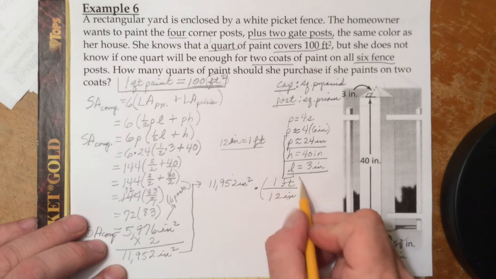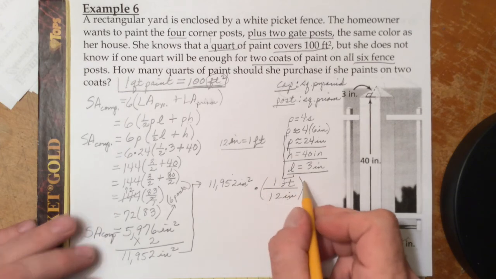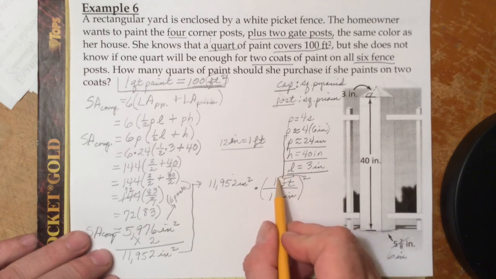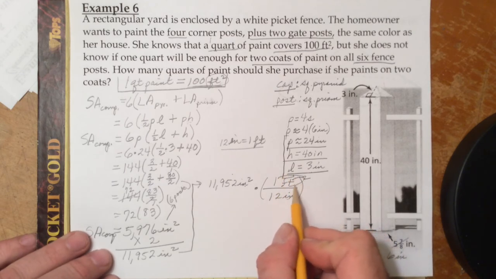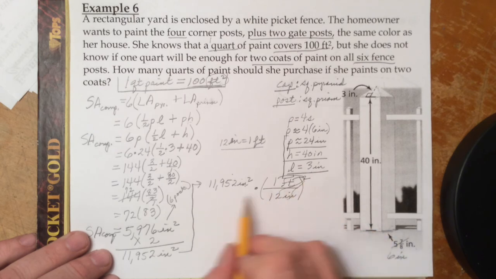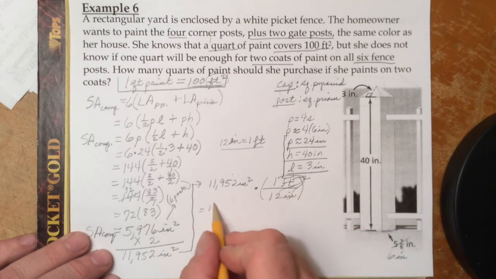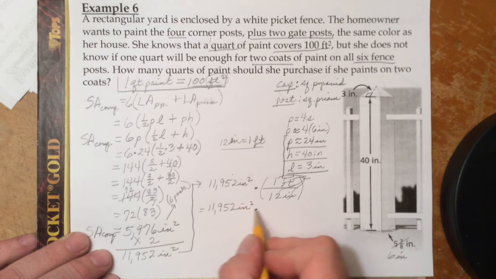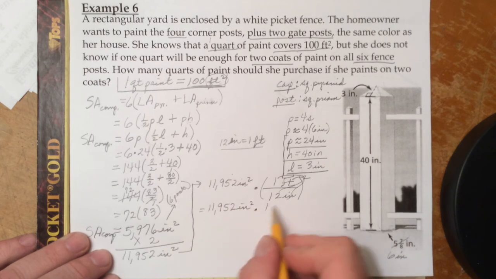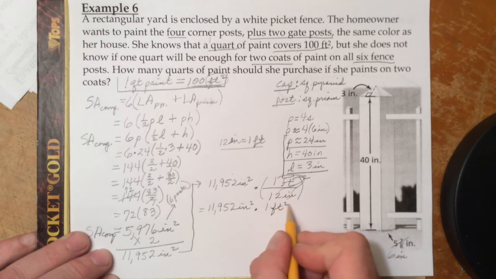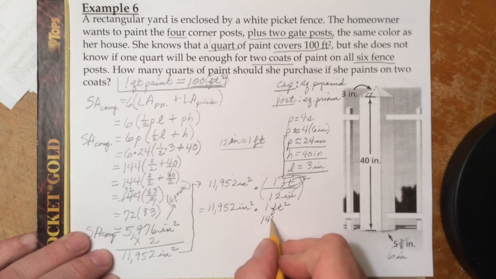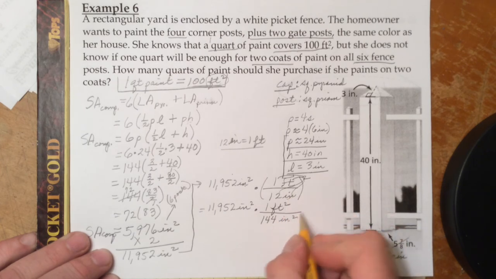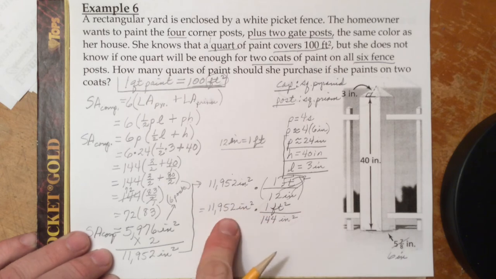So what we can do is we can square this entire ratio. When we square this ratio, we must square the 1, square the feet, square the 12, and square the inches. Everything gets squared. So now we have 11,952 square inches times 1 squared is 1, feet squared is square feet, 12 squared is 144, and inches squared is square inches. So now this is our new conversion factor that we use with area.